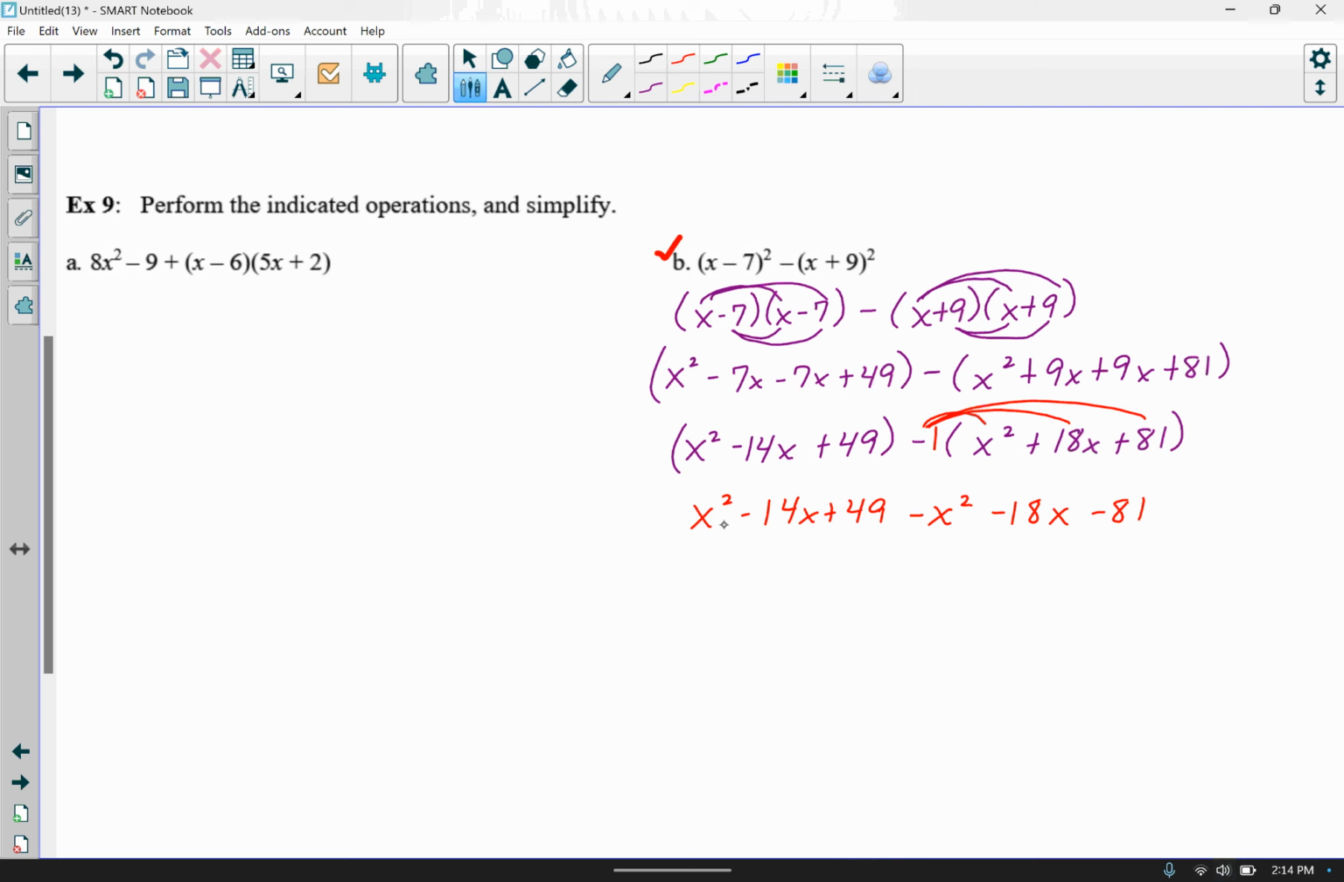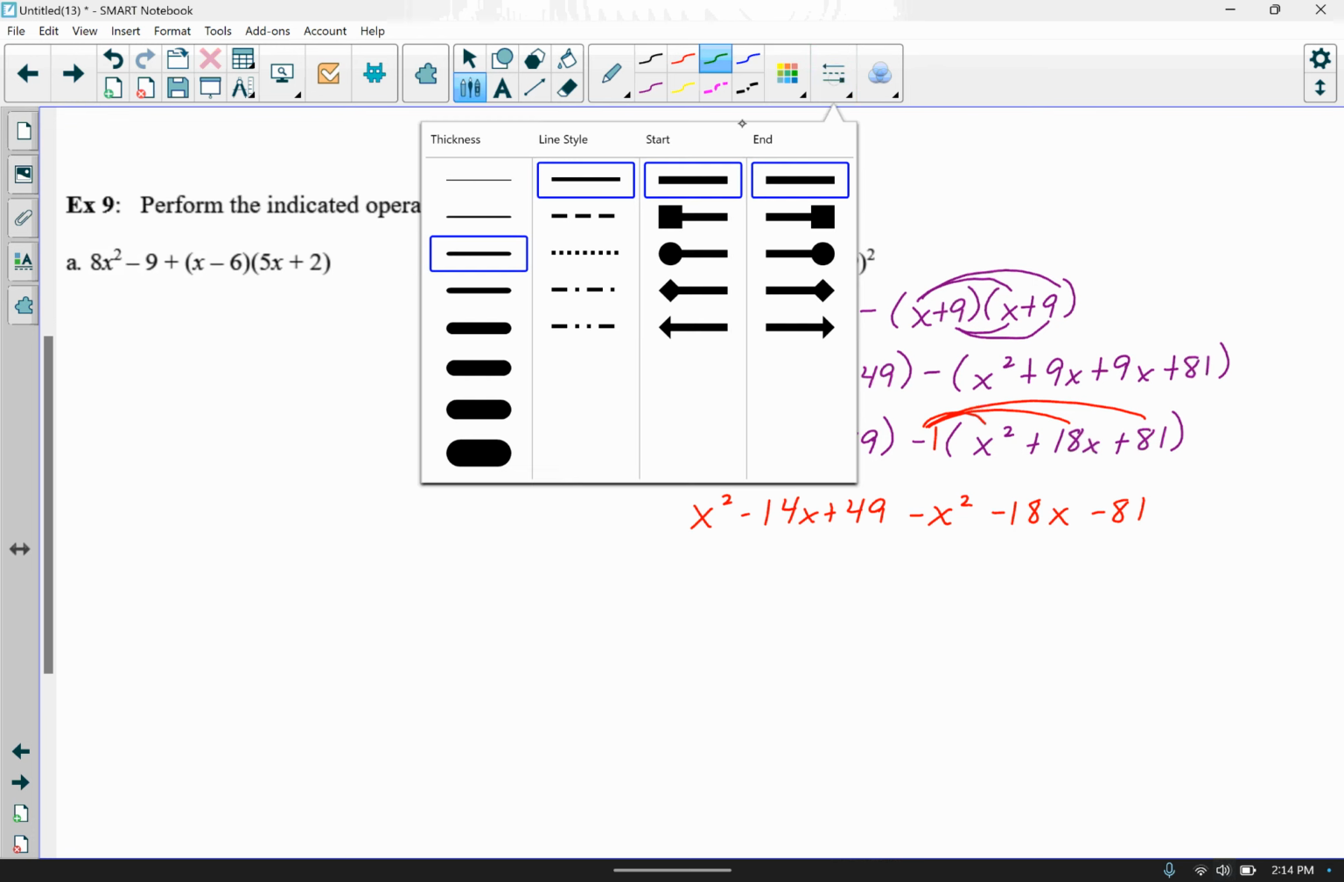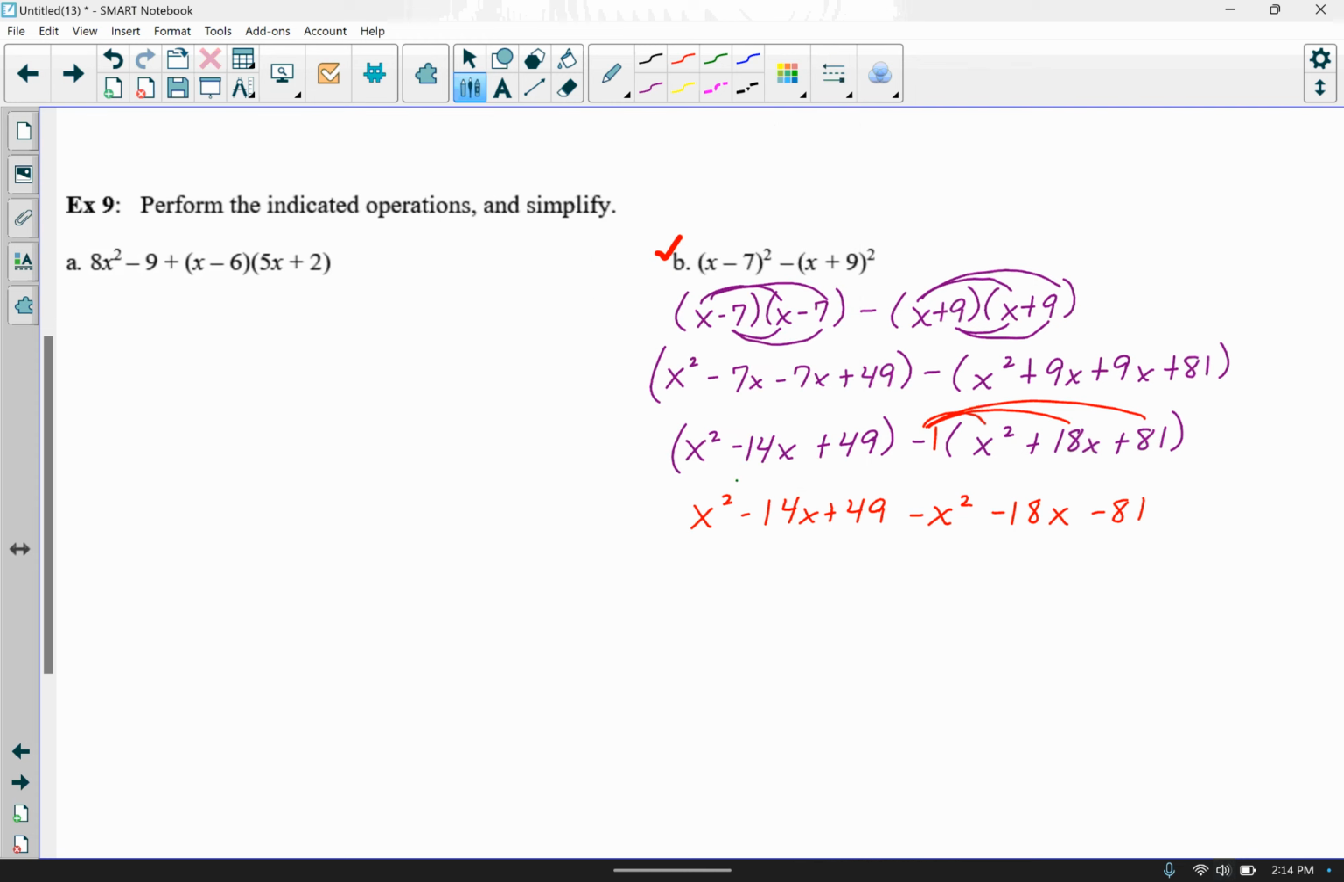Now combine like terms. What happens to those x squareds? Hopefully you agree. One's positive, one's negative, so they're going to cancel out on us. So I'll note that for us. Negative 14 and negative 18 combine to give me negative 32x. 49 minus 81 combines to give me a negative 32. Final answer. Okay. All right, that finishes up this section.